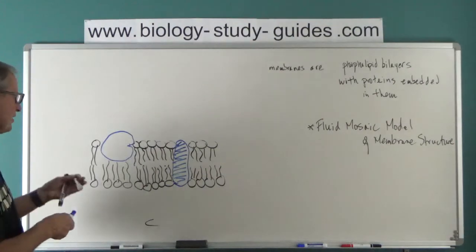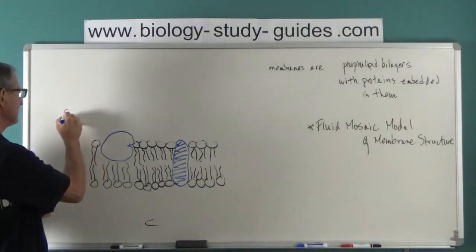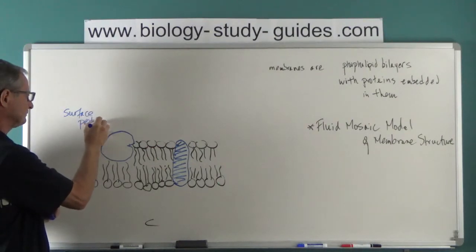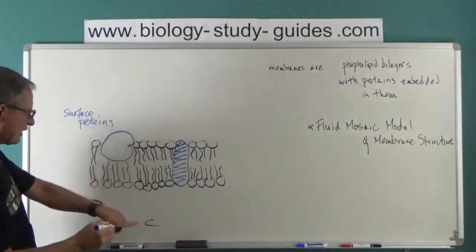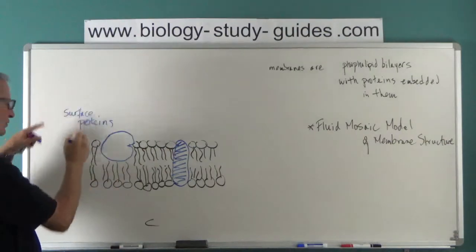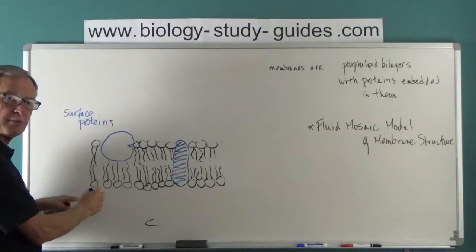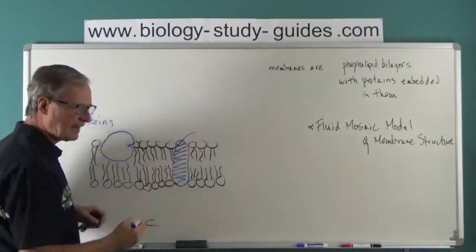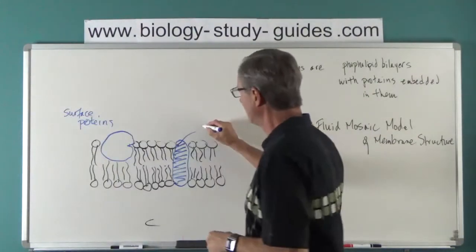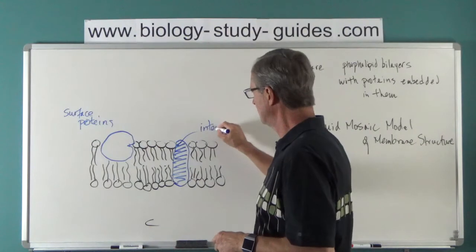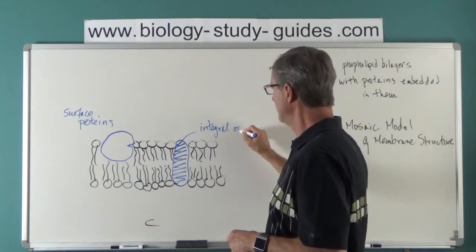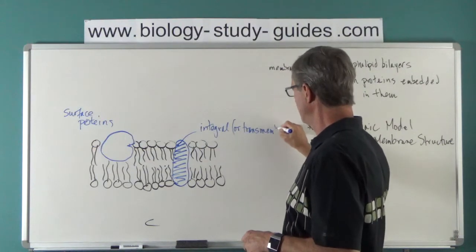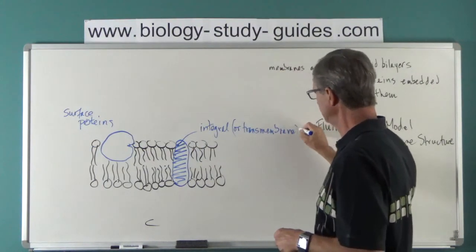So we have surface proteins. Remember, the cytoplasm is on this side, so this is the outside surface. There are other proteins that can be on the inside surface as well, but I'll just represent it this way. Or we can have proteins which are what we call integral or transmembrane proteins.